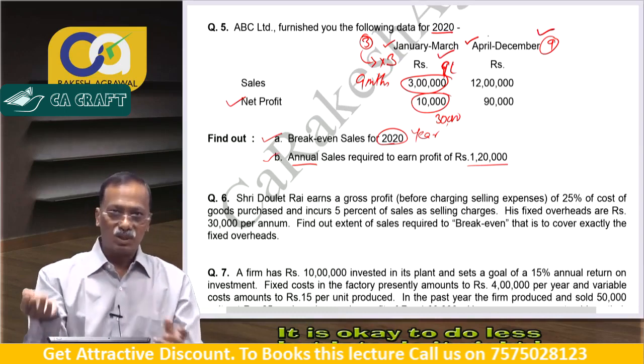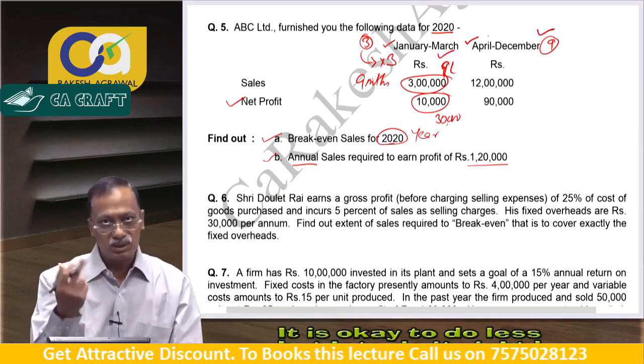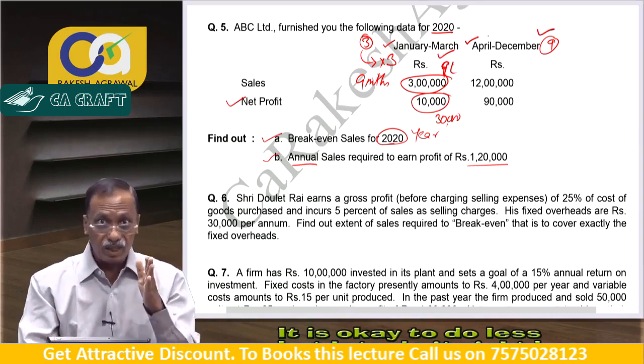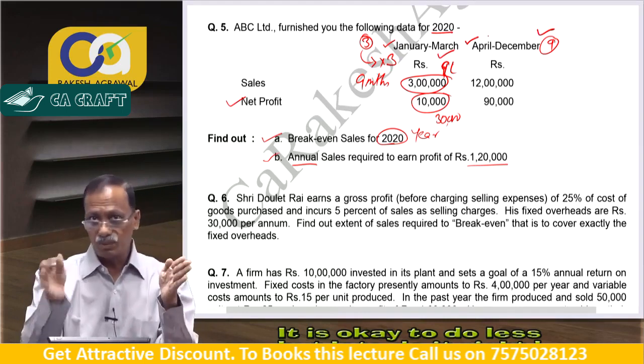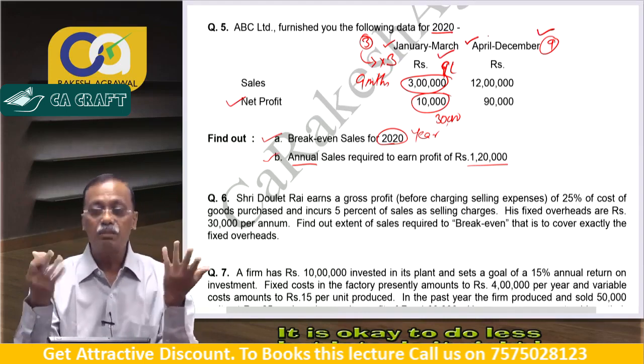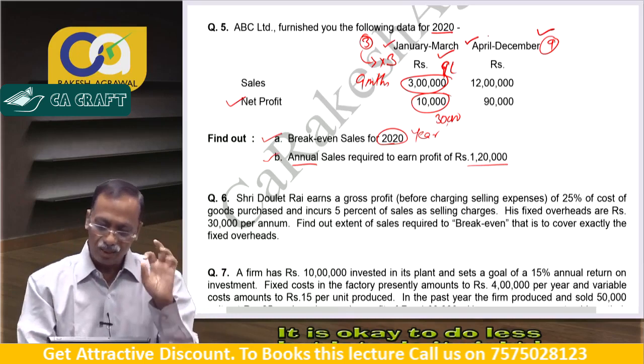Now I'll use the differential formula, change in profit upon change in sales, I'll get PV ratio. Now I'll get PV ratio because I'm comparing 9 months with 9 months. So 9 months fixed cost and 9 months fixed cost will be same. Are you getting it? This is the only trick.